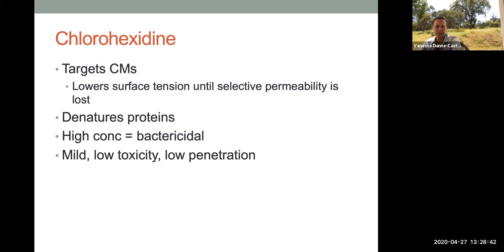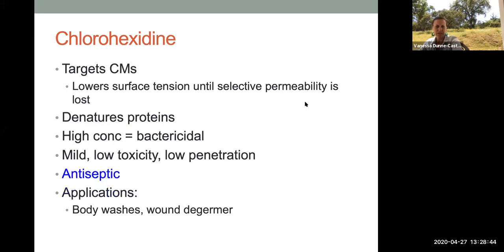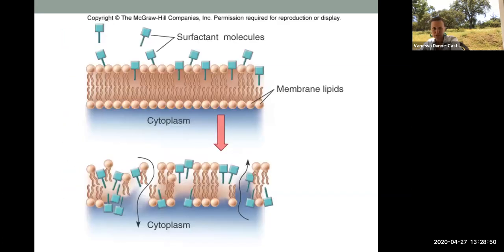Considered bactericidal at high concentrations, right? An antiseptic for its use. You can find it in things like body washes or wound degermers. And this is a picture of surfactants. Someone just told me what the term surfactant was derived from. It's like surface acting antimicrobial. Surface acting antimicrobial, I think is what it means.